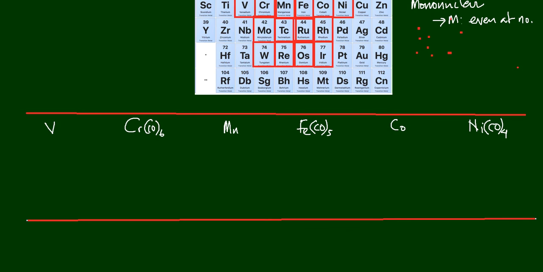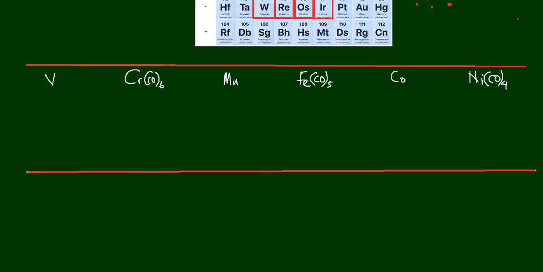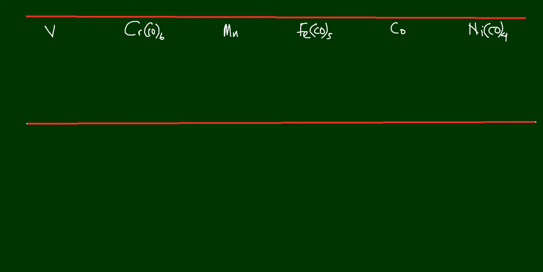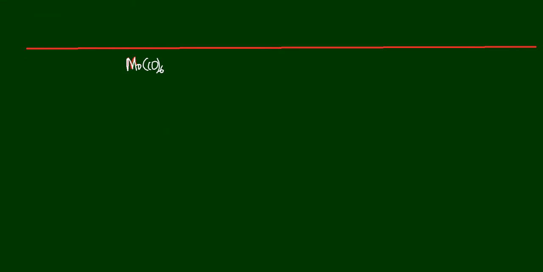In the second row, just below chromium, we have molybdenum. Molybdenum also gives a mononuclear carbonyl complex, so we have Mo(CO)6. And in the third row we have tungsten. So I will draw the third row.